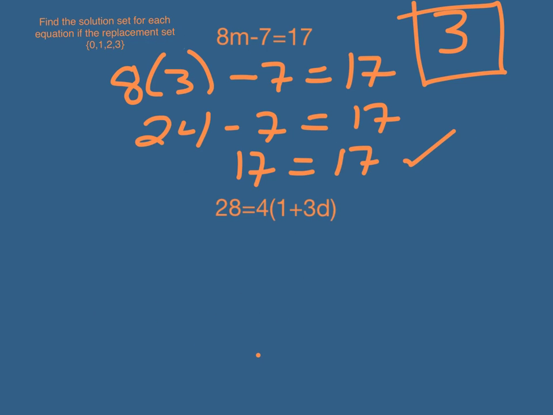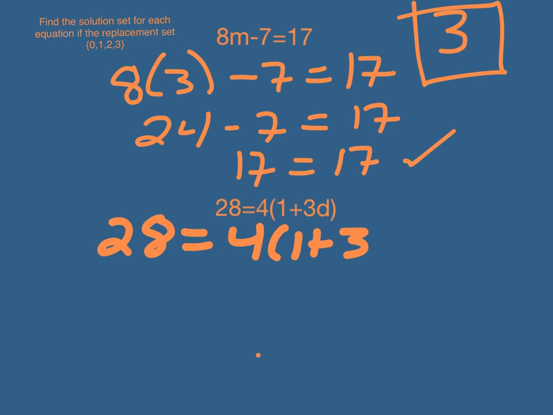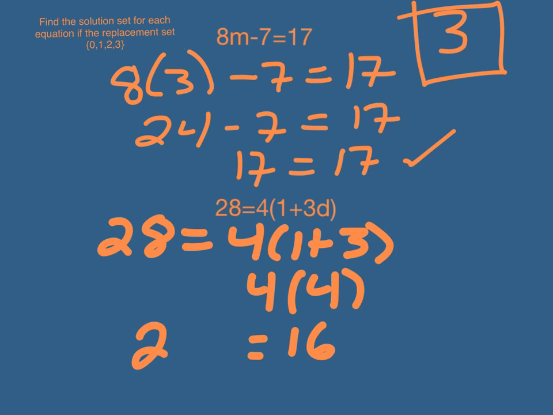Now we have to plug in 1 to this equation, and we got to figure out if 1 will be a solution for us. So we do that, we get 28 equals 4 times 1 plus 3 times 1, which is going to be 3. 3 plus 1 is going to be 4. 4 times 4 is going to be 16, which does not equal 28. So I know that 1 is not a solution for this problem.